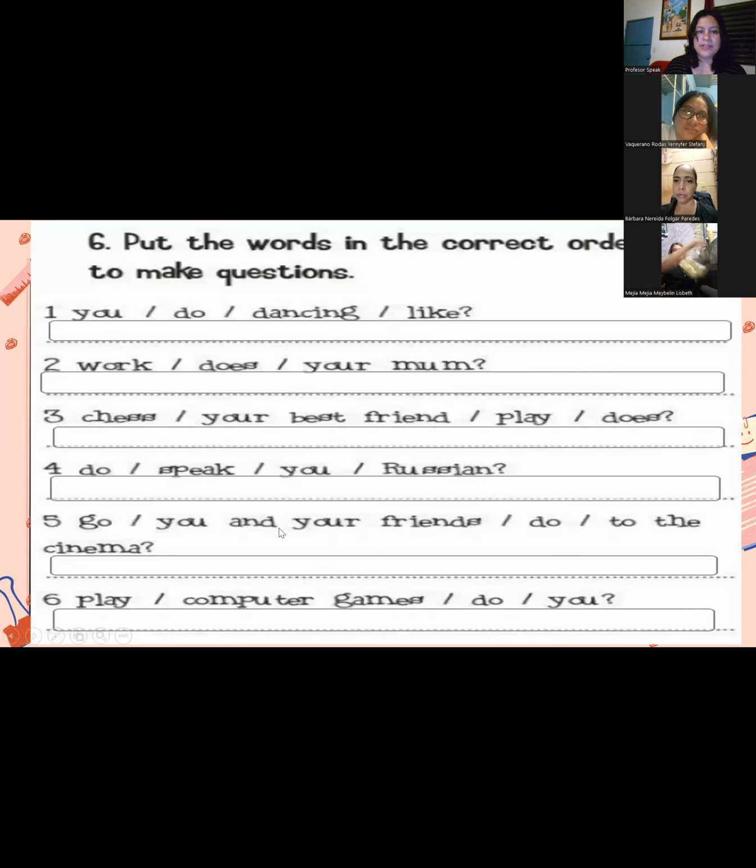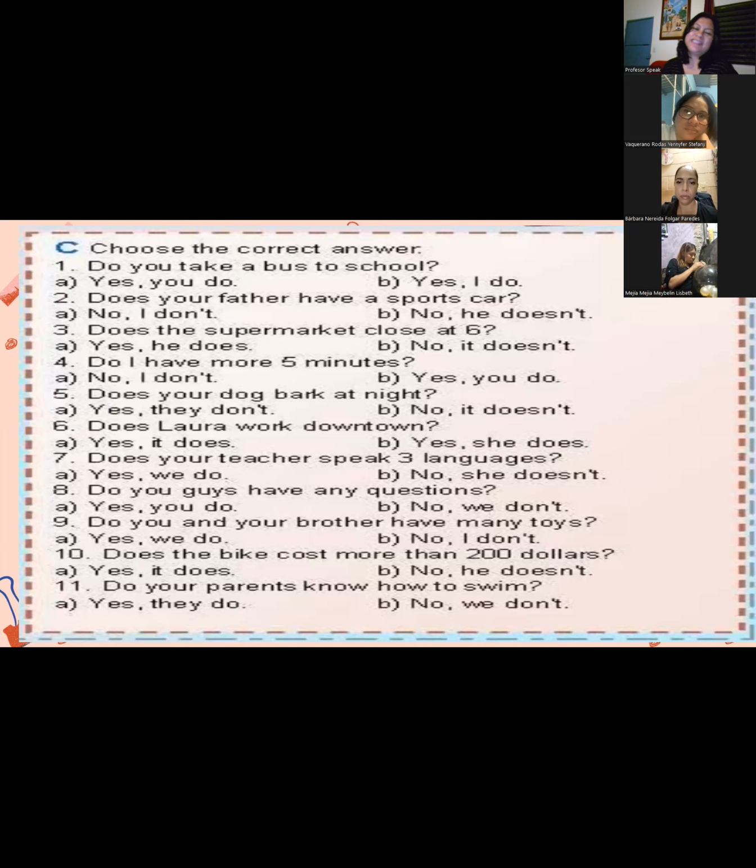Okay, now here. Let me do one more practice antes de irnos. Yo sé que no se ve muy bien, it's not that clear, but let's practice the answers. Look at number 1: do you take a bus to school? What do you think is the answer? Yes, I do, porque le estoy preguntando directo a usted. Like if I say, Jennifer, do you take a bus to school? And Jennifer will say, yes, I do.